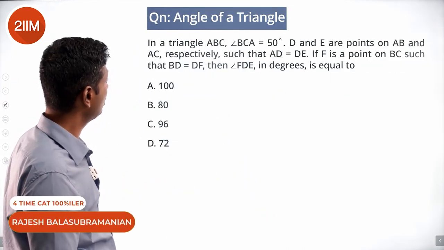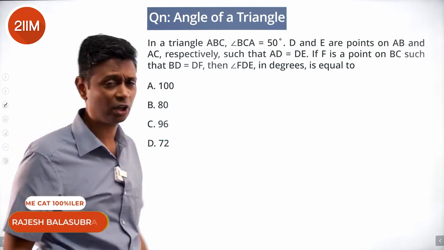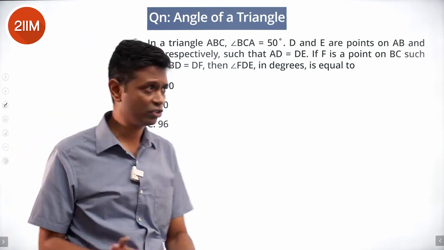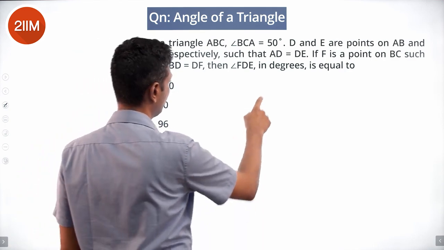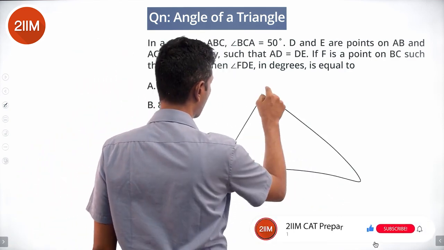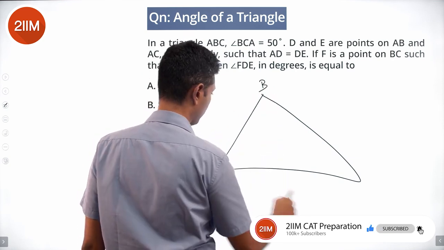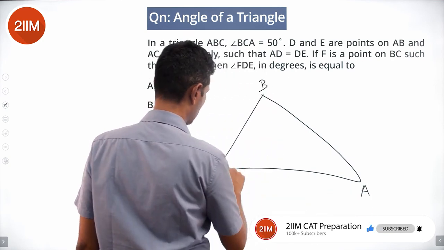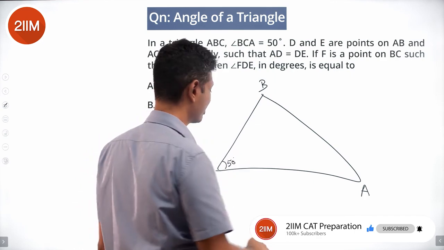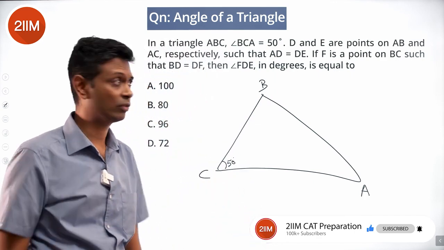The triangle ABC, angle BCA is 50 degrees. I mean, wonderful question, really challenging. I struggled with this. BCA is 50, this is 50 degrees. The solving part of this question is very simple, but the diagram was a little weird.